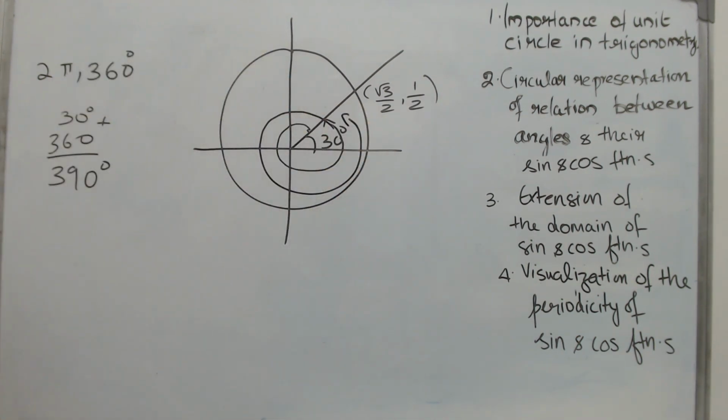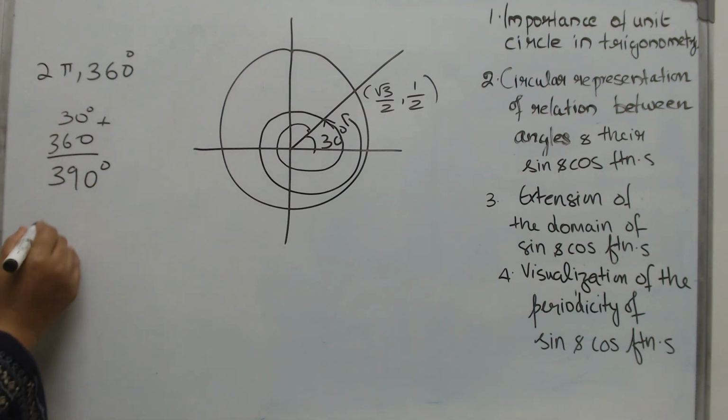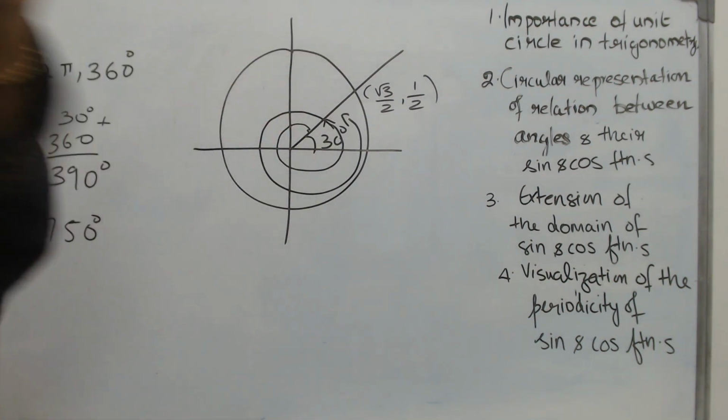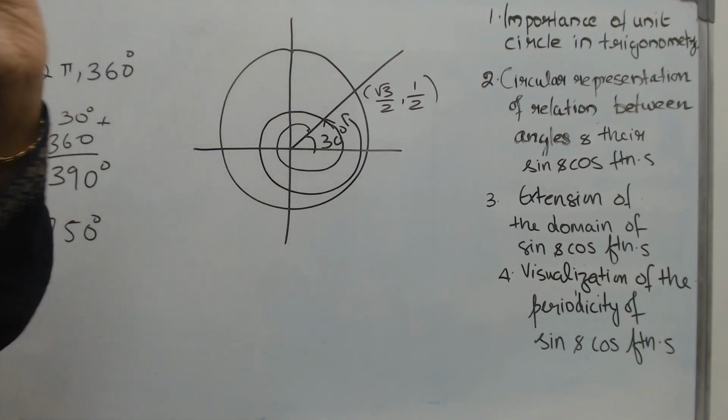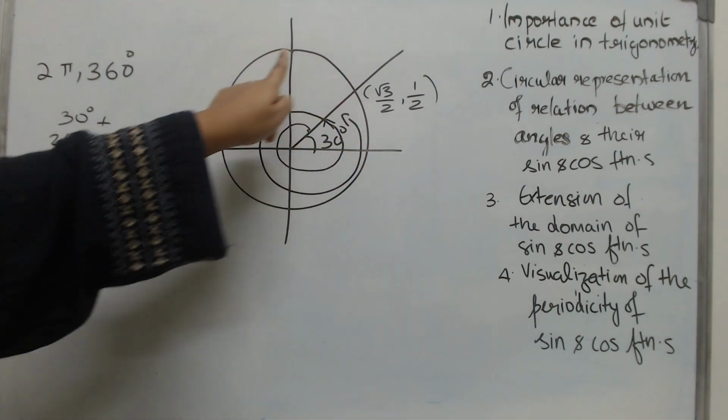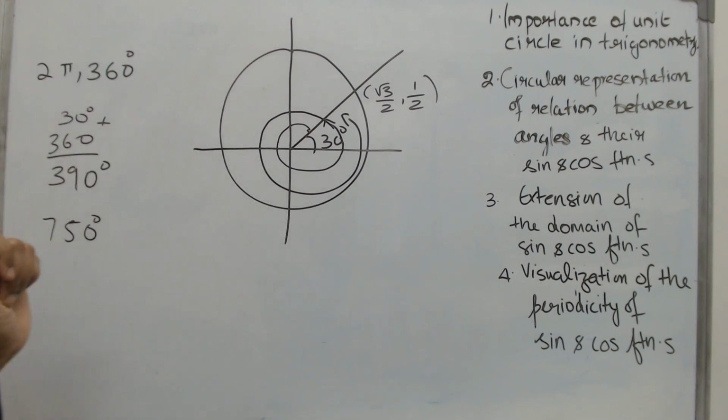Suppose you are making 2 revolutions, which means what? 720. Add 720, then you get 750. 750 ends up at the same place, which means what? Same sine value, same cos value as 30. Now this is you going in what? Anti-clockwise direction. So you are taking positive values.